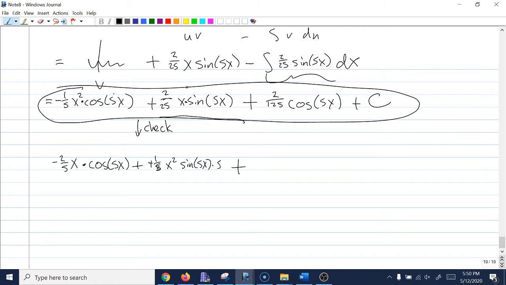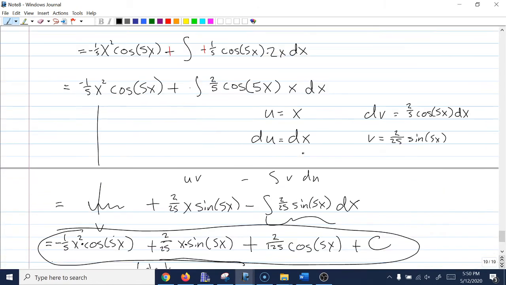Derivative of 2/25 x is 2/25. Leave the second part alone, plus leave the first part alone, 2/25 x times derivative of sine, which is cosine 5x times 5, plus derivative of 2 over 125 cosine 5x is derivative of cosine, negative sine 5x, times derivative of the inside, which is 5. This is the derivative of that mess.